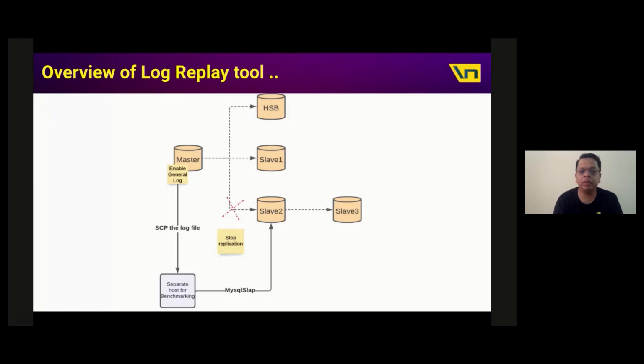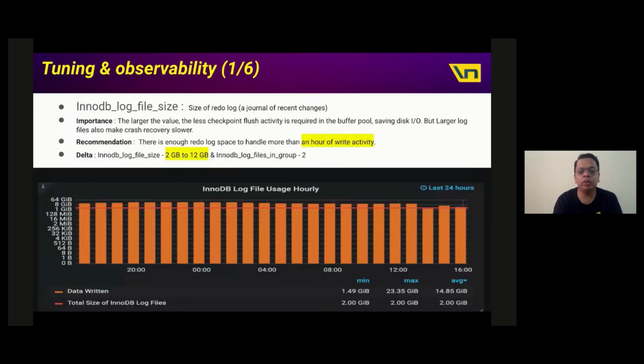But during benchmarking, we observed and we had to do so much tuning, right? So first of all, as I said, for the observability part, we are using Percona Monitoring and Management, and that also comes as open source software. So all these graphs are from Percona monitoring.